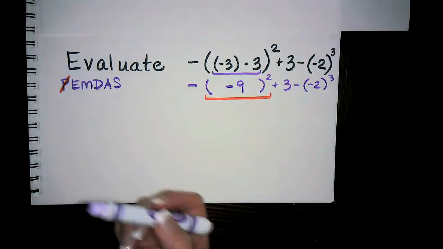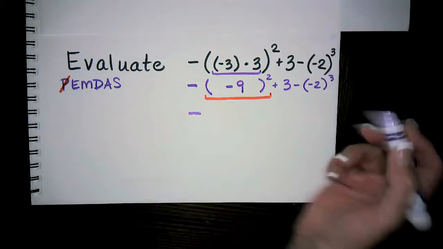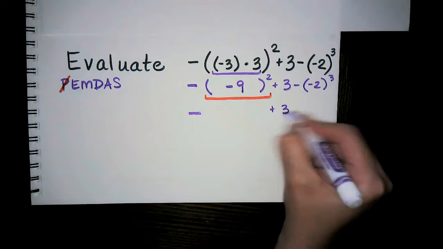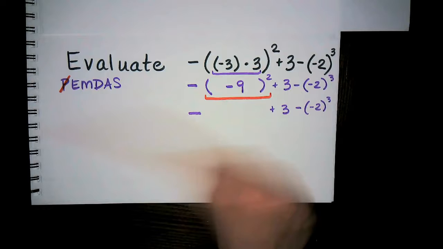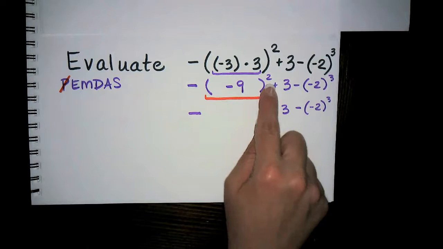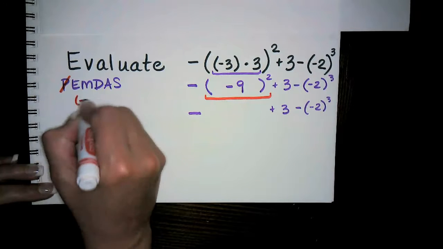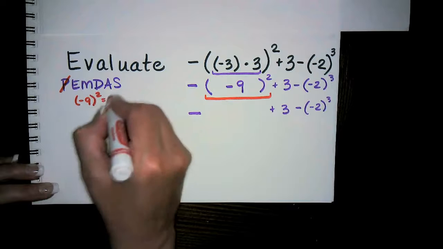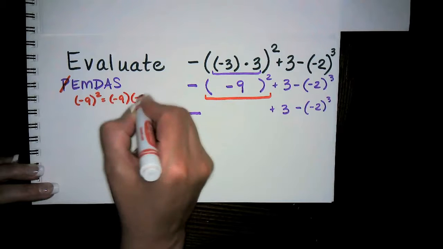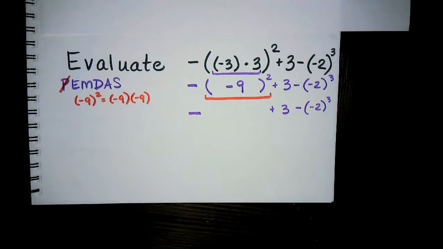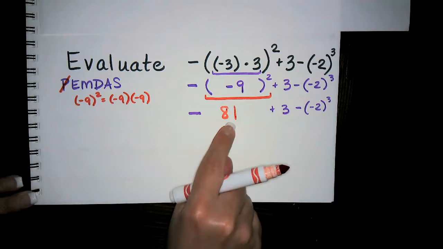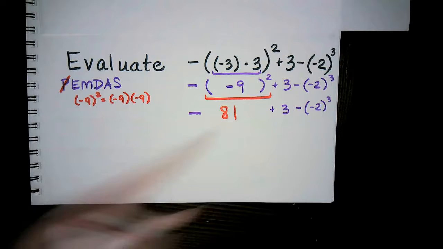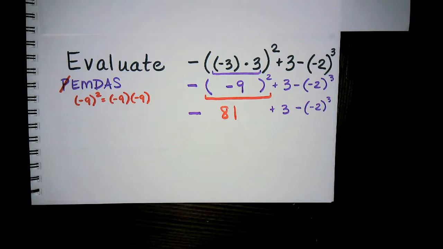Again, I need the rest of the problem. So I need this minus, I need the +3, minus, and I'll deal with this exponent next. So -9 to the second power. -9 to the second power means -9 times -9. Well, -9 times -9 is 81. And it's got a negative in front. Be real careful. That's tricky. That gets a lot of students right there.